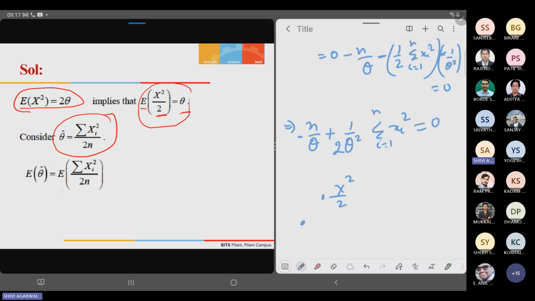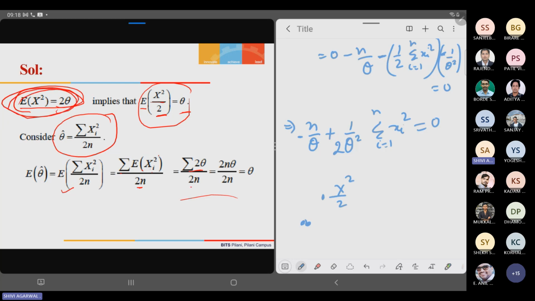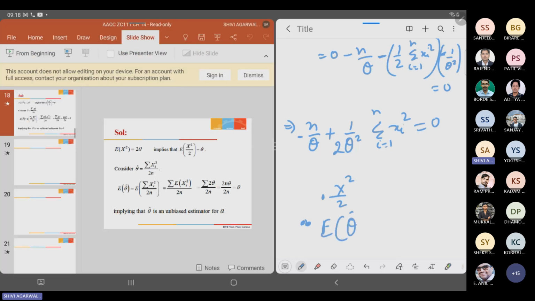We again check summation of xi square upon 2n. So we can take the 2n common, a summation of expected value of xi square. Expected value of xi square is what? Expected value of xi square, it is 2 theta. It is given in the question. Upon 2n, and 2n theta upon 2n is equal to theta. So expected value of theta hat becomes equal to theta. So that's why it is an unbiased estimator.